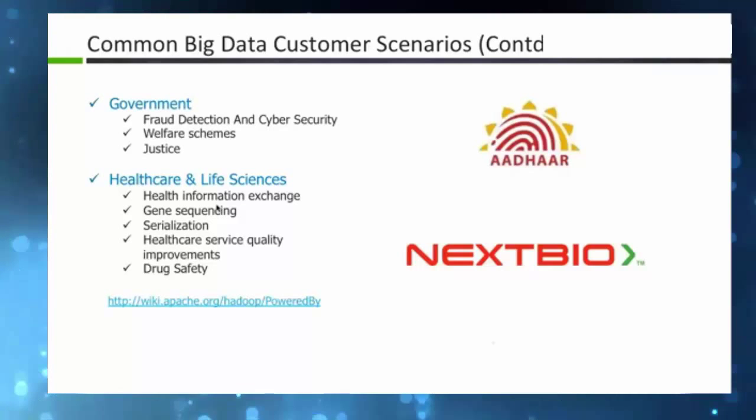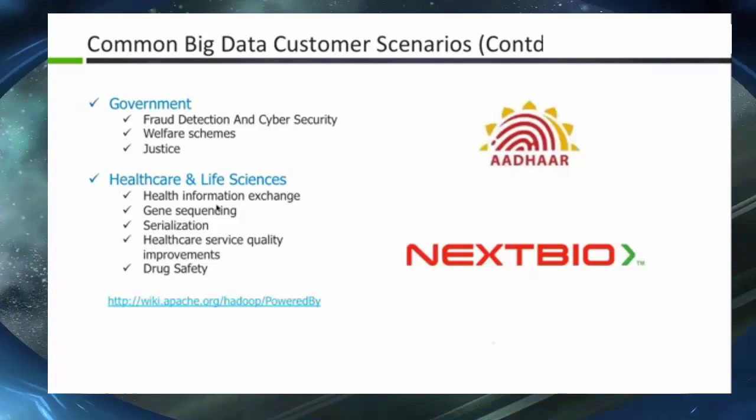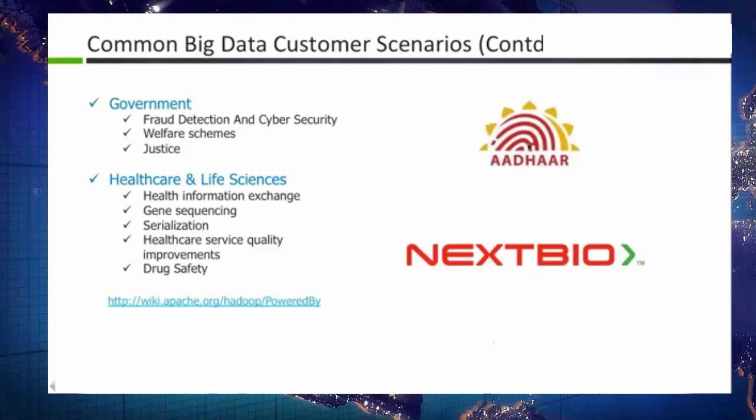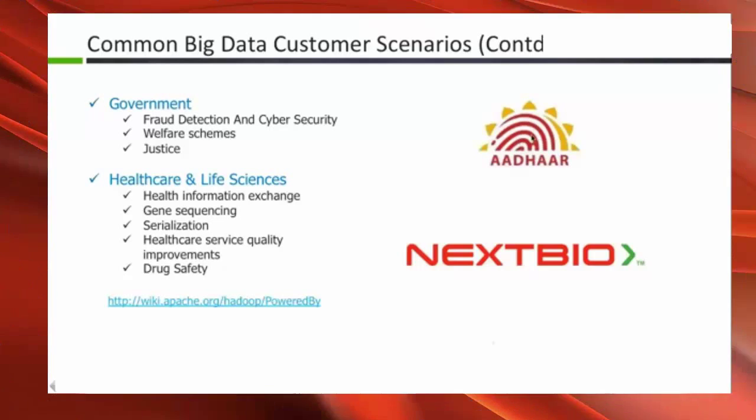It has your photograph, your fingerprints, your eye retina image, and your address and everything. And if you look at this picture itself, it has the thumbprint, right?